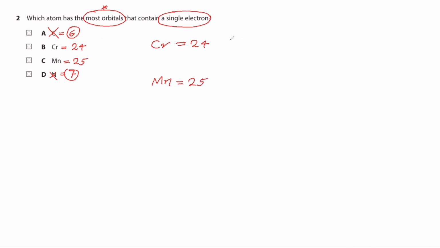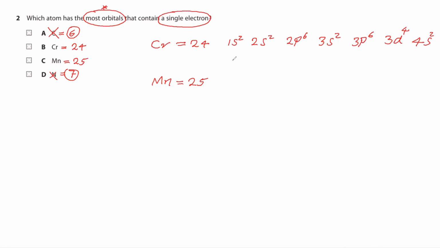If I write the electron configuration of chromium, it's 1s2, 2s2, 2p6, 3s2, 3p6, and 4s2. We know that 4s gets filled before the 3d shell, then it will become 3d4 because we came up to 2 plus 2 is 4 electrons, 4 plus 6 is 10, 10 plus 2 is 12, 12 plus 6 is 18, 18 plus these 2 electrons is 20, 20 plus 4 is 24.